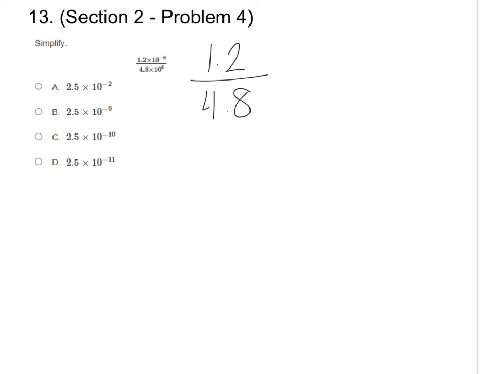And then separately, I'm going to take the 10 to the negative 6 and divide that by 10 to the 4th. So I can break that up, and I'll still keep that multiplying in there. Divide that into two separate problems. So first, when I take 1.2 and divide that by 4.8, I get 0.25.